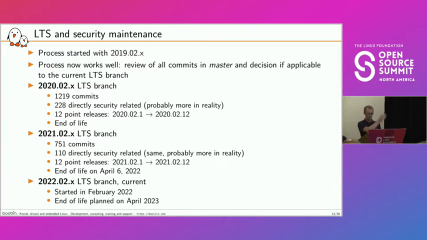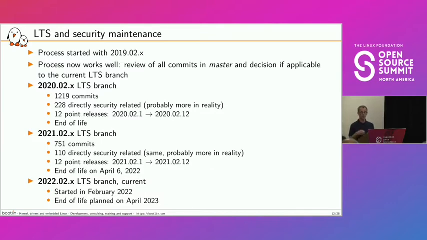So I just picked some numbers here from 2022.02 and 2021.02, and the number of commits that we have backported. I was actually surprised to see that it was less in 2021.02. I don't really have much of an explanation there. Maybe, I don't know, fewer security fixes, but other than that, I don't really see any other reason.